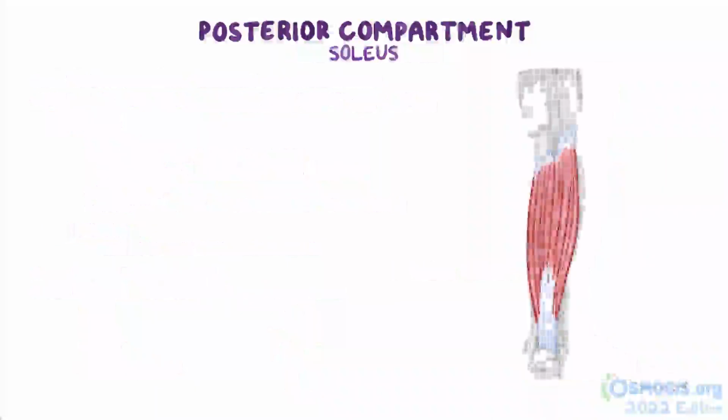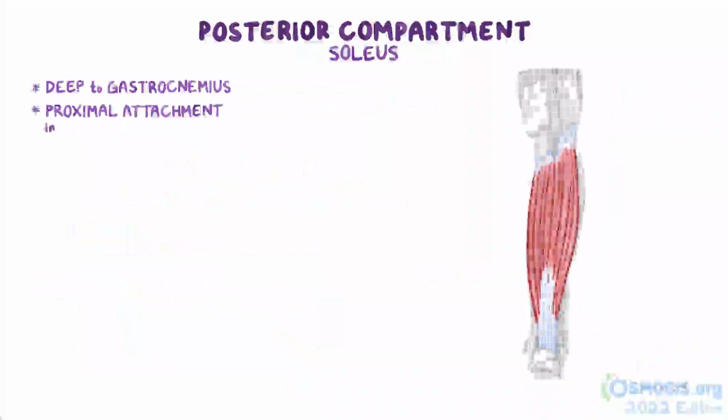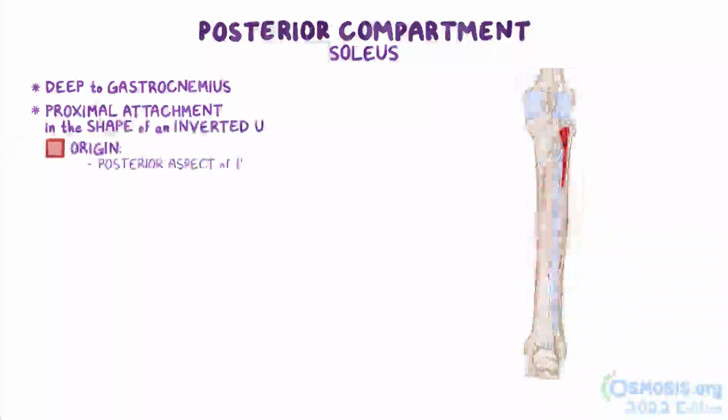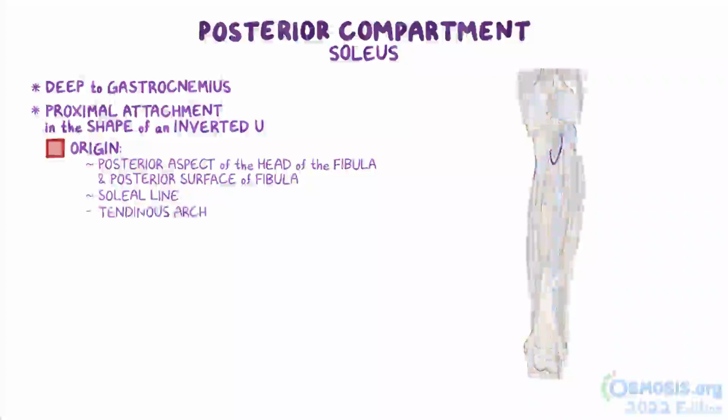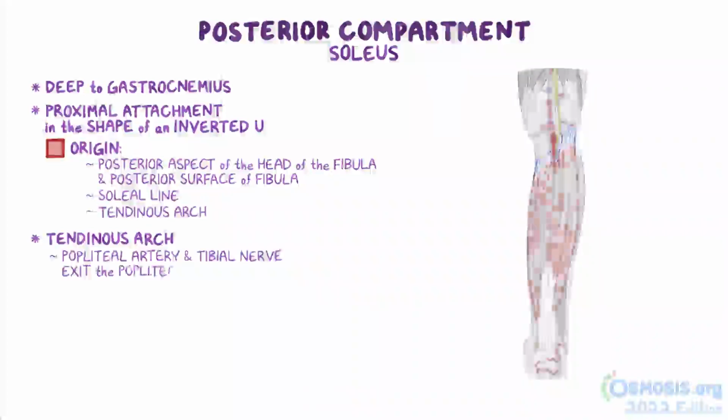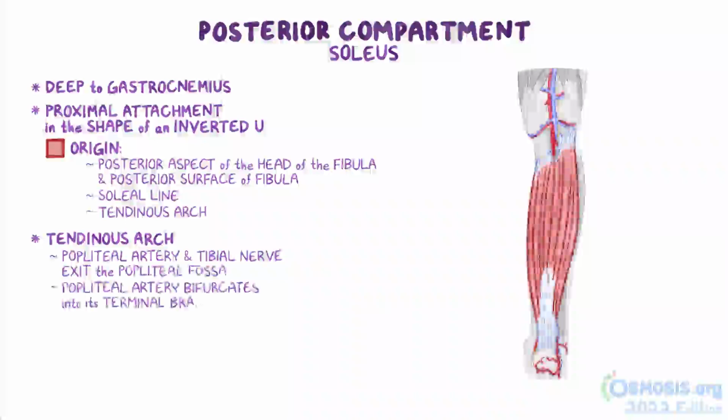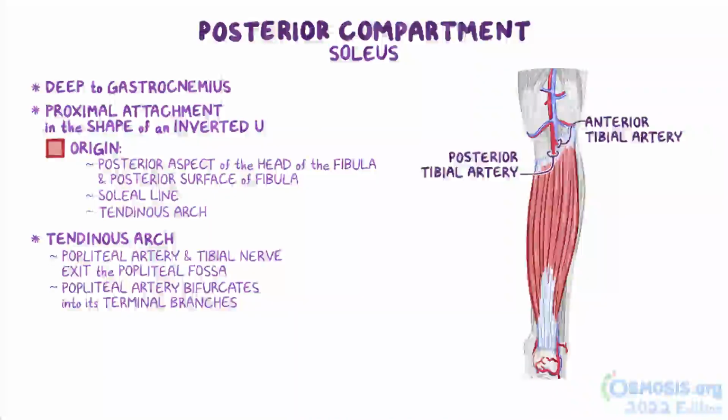Next, there's the soleus, which is deep to the gastrocnemius. It's a large muscle named with a proximal attachment in the shape of an inverted U. Specifically, it originates on the posterior aspect of the head of the fibula and posterior surface of the fibula, the soleal line of the tibia, and the tendinous arch extending between these two bony attachments. Fun fact, this tendinous arch of the soleus is where the popliteal artery and the tibial nerve exit the popliteal fossa. It's also where the popliteal artery bifurcates into its terminal branches, the anterior and posterior tibial arteries. So there's a lot going on there.